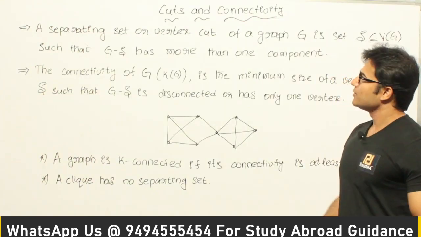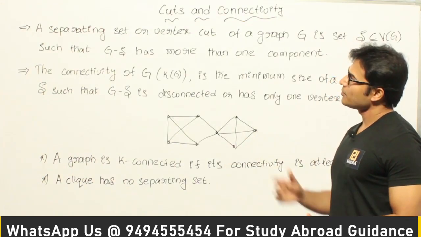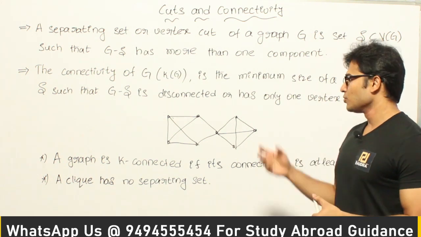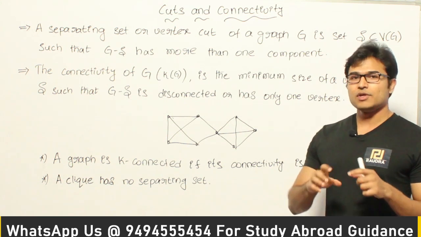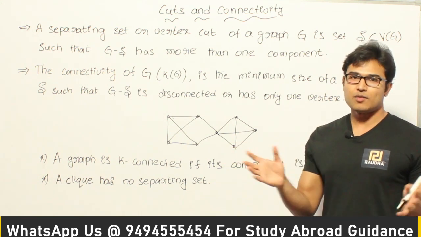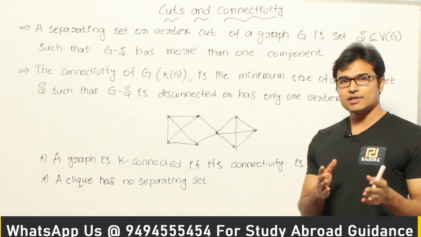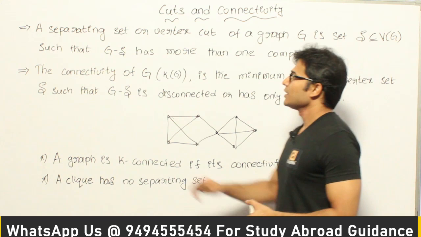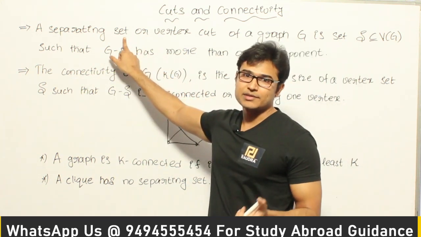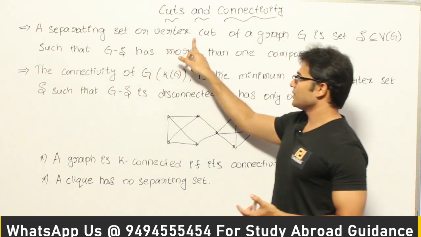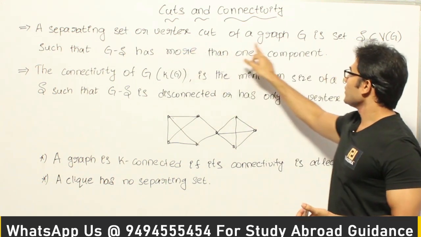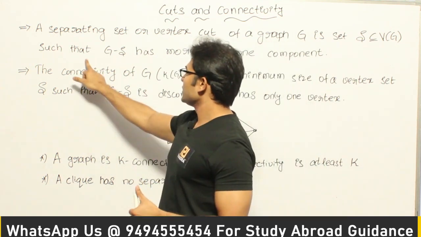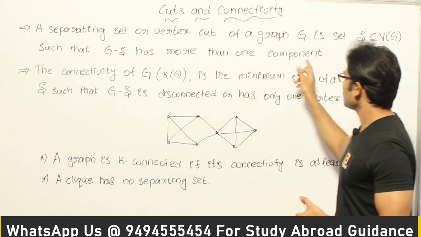Now let's see about the cuts and connectivity. In this topic we are going to see about the vertex cut. What is a vertex cut? If you remove some of the vertices from the graph and get more than one component by removing them, such a vertex set is called a vertex cut. It is also sometimes called a separating set. A separating set or vertex cut, both are one and the same, of a graph G is a set S, subset of vertices of G, such that G minus S has more than one component.